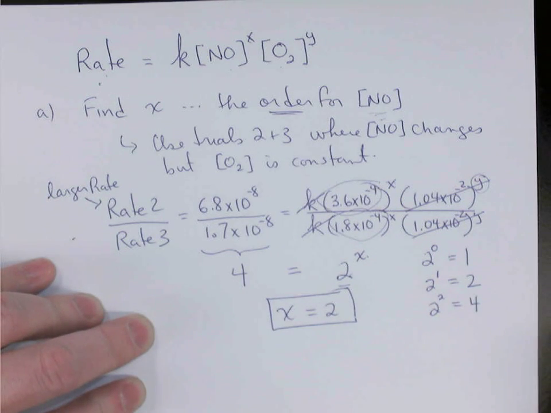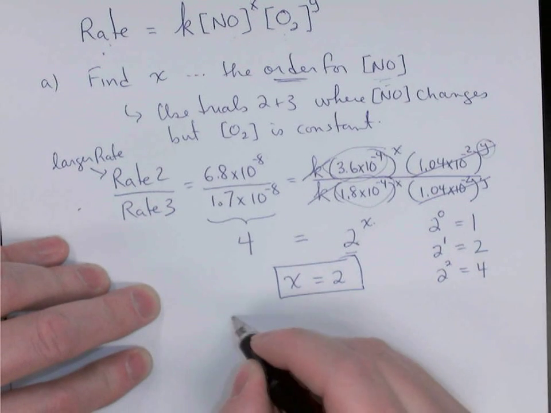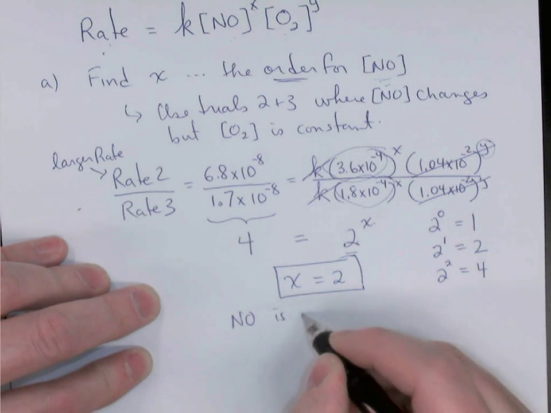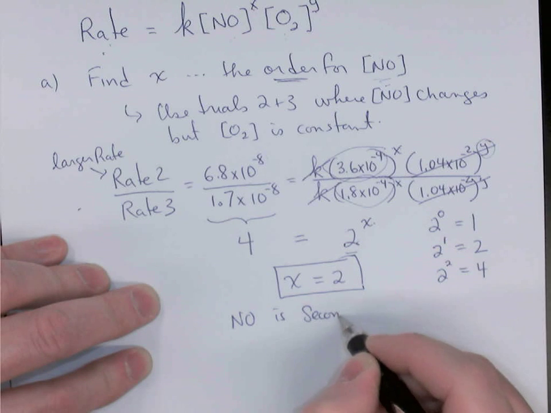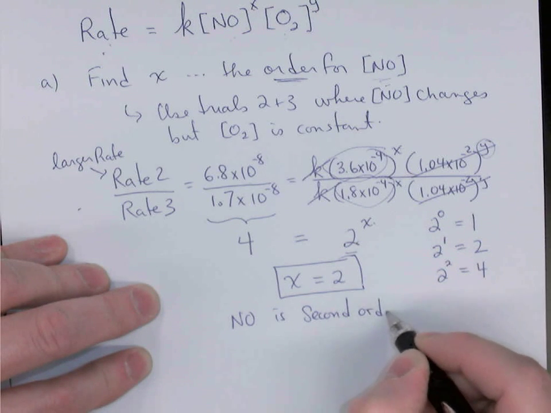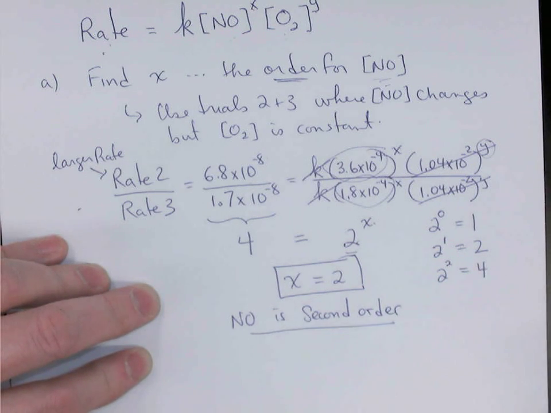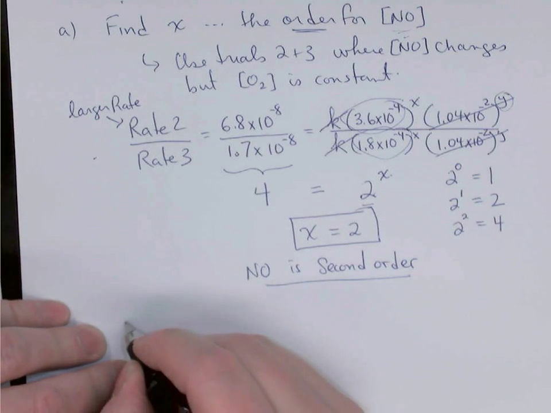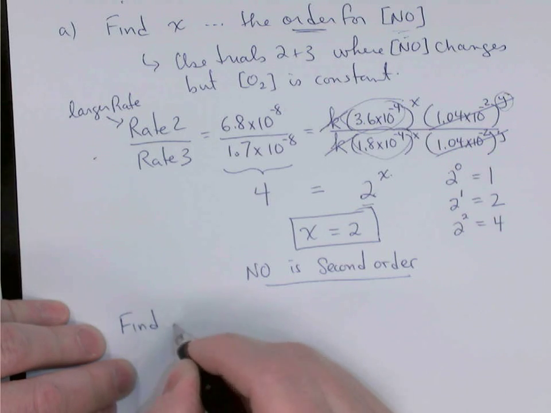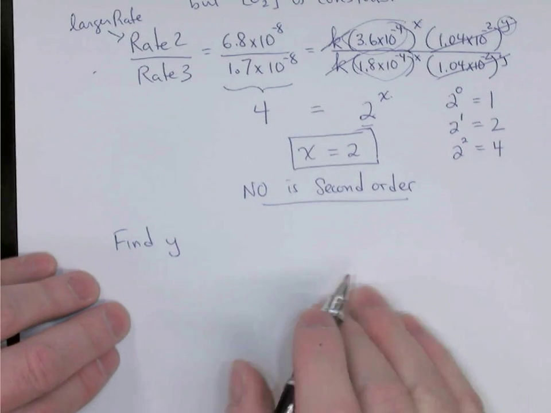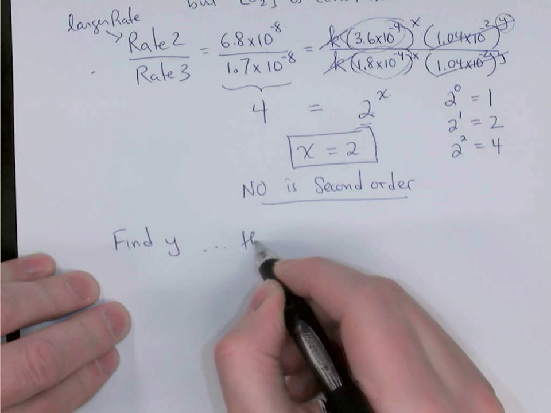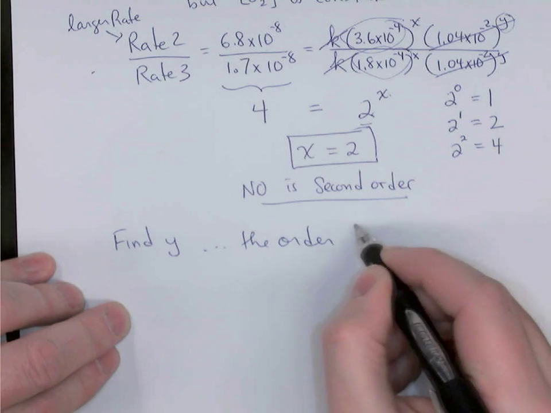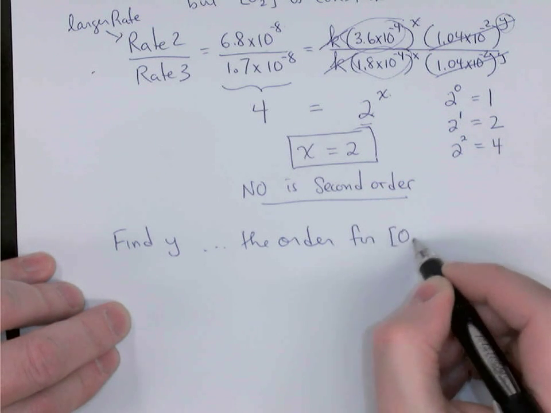So we'll say that the NO is second order because its order was a 2. So NO is second order. Now we'll find Y. Y is the order for oxygen in our rate law.